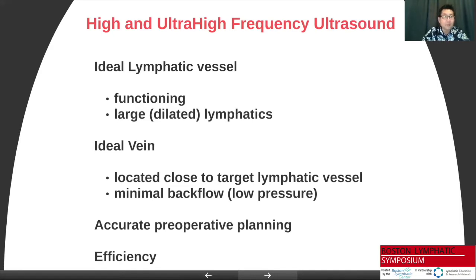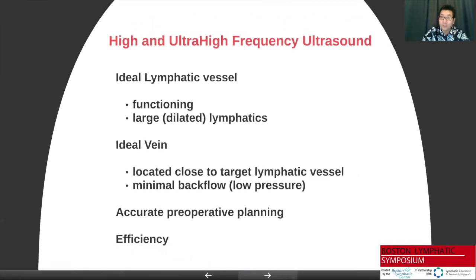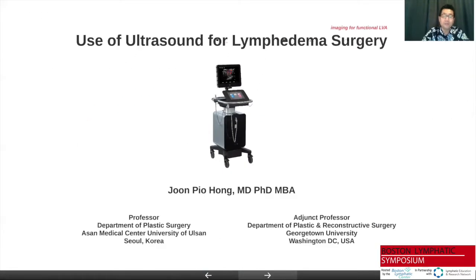And by knowing where to incise exactly, even before the surgery begins, allows us to have accurate preoperative planning, as well as increase the efficiency and allow the patient to undergo local anesthesia if the patient is feasible for it. So with that, I'll be more than happy to answer any questions. Thank you very much.